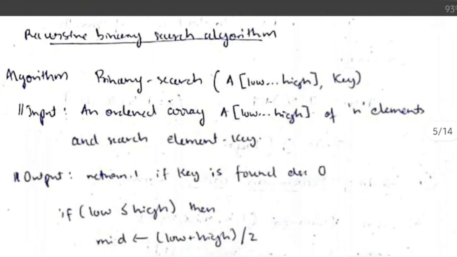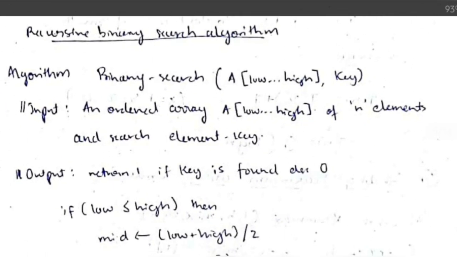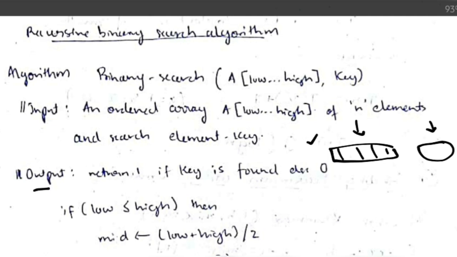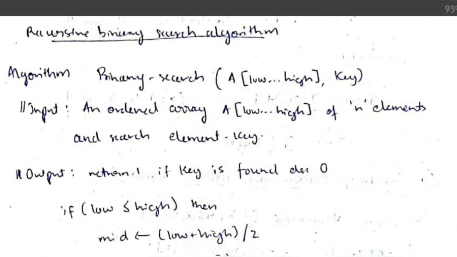So the recursive binary search algorithm will be as follows. To write the algorithm, first you have to write what's the input. Input will be an array of n elements which are sorted, and a search element key, meaning which element we have to find out. These two things will be the input. And output will be: return 1 if key is found, else 0. If the element is present, we will return 1, or else we will return 0. So these are the outputs.